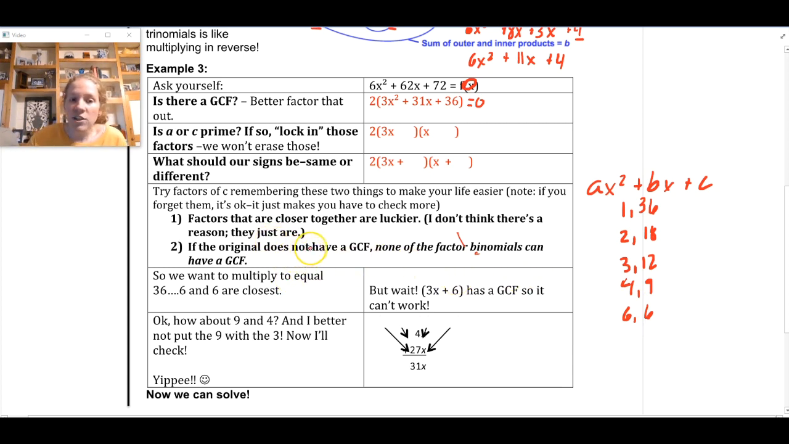Also, if the original doesn't have a GCF, meaning we've already factored out the GCF here, none of your binomials should have a GCF. I'm not going to put a 9 here, because if there's a 9 there, then I should have factored out that 3 before. So make sure you're not putting anything with a GCF in there. Again, if you forget that, it's not going to be a huge deal. It's just going to be another thing you have to guess and check before you move on.